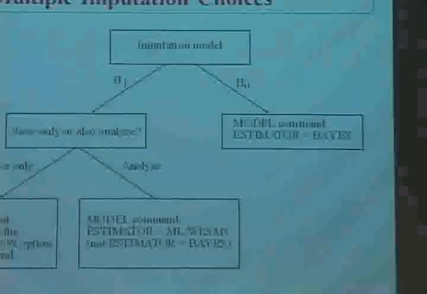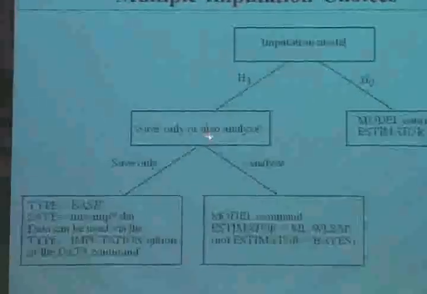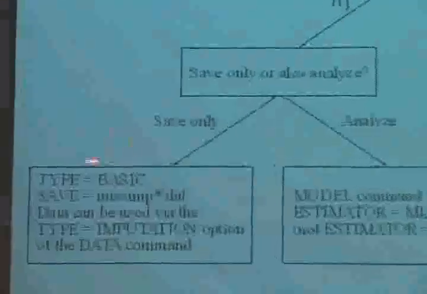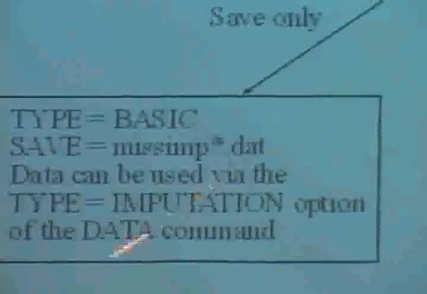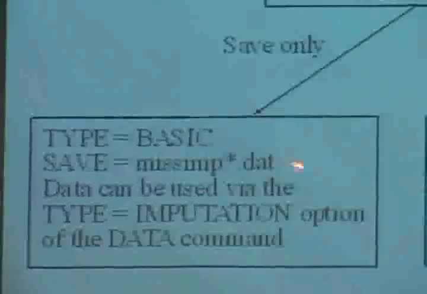Okay, and finally, the third approach to multiple imputation in Mplus is that you decide to use a saturated model, and you're just going to save the data. That's what most programs do, really. Most imputation programs do just this. And that's a simple approach. You just say type equals basic.